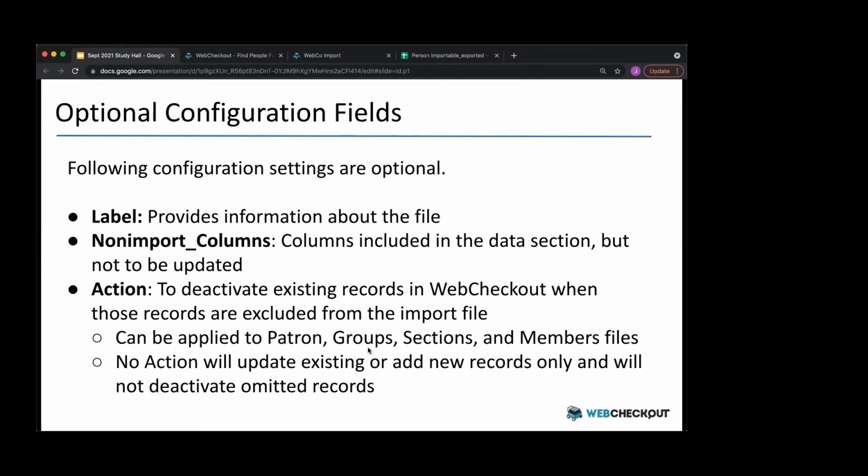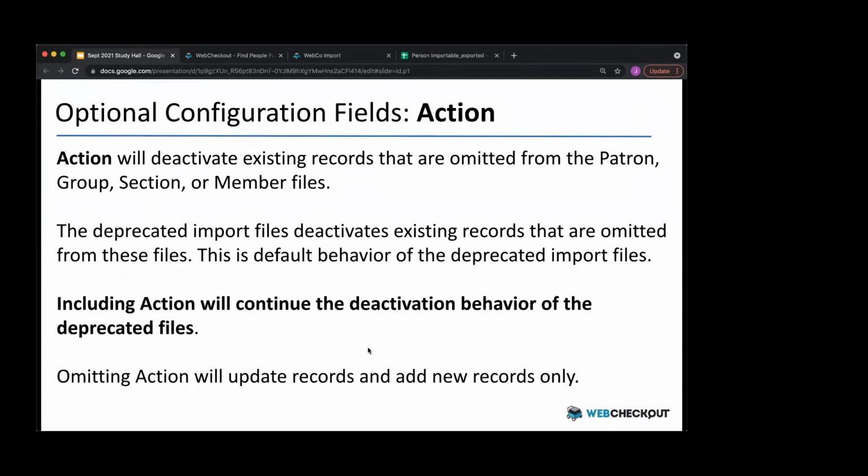So let's spend some time reviewing these actions. Okay. So if you would like your import file to inactivate records which are omitted from the file, and most institutions will want this behavior to continue, especially if you're using the integration or doing a mass import, then you want to include the configuration setting action. With the advanced imports, there's no magic happening. So you have to explicitly tell WebCheckout what's being updated, including what records will become inactive.